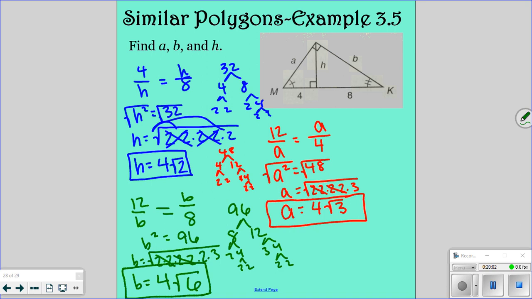So those are used in geometric mean, which we covered in geometry. It was lesson 51, I believe. So if you want to go back to that and look at that lesson in the geometry book, you're more than welcome to. You definitely want to learn geometric mean because it makes it a lot easier to do these.